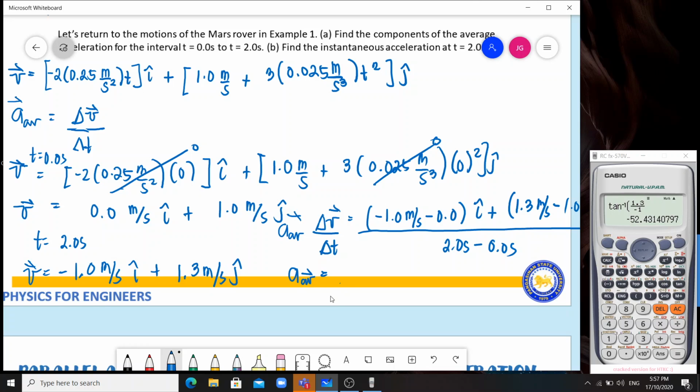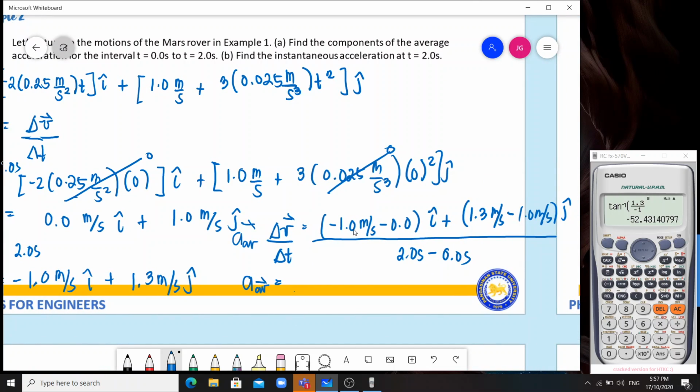Negative 1 over 2 is negative 0.50 meter per second squared i plus 1.3 minus 1 divided by 2 is 0.15 meter per second squared j. So, that is the average acceleration.